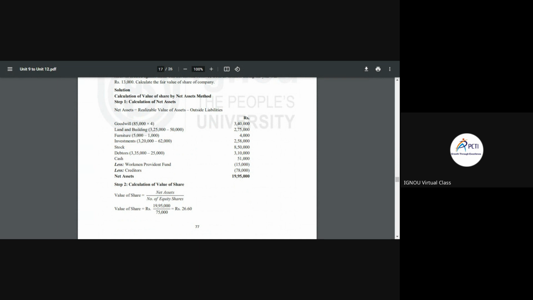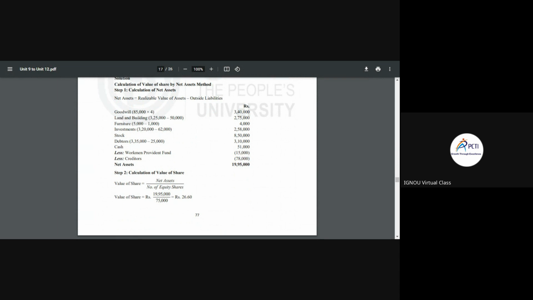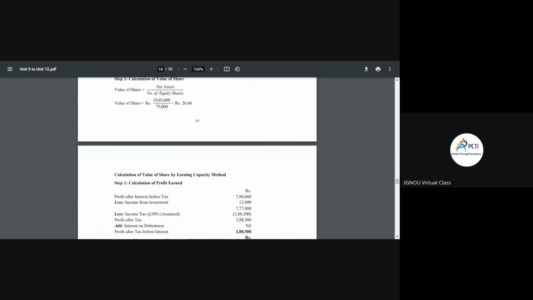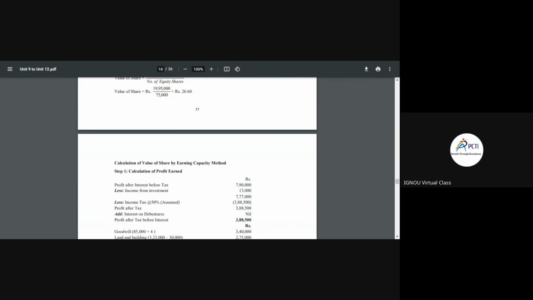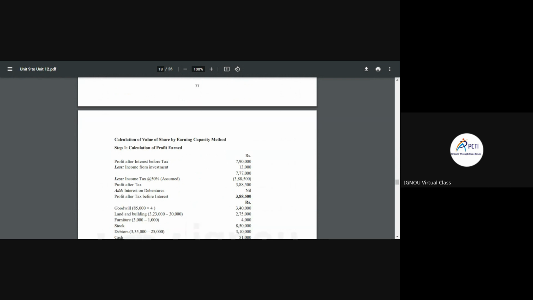In step 2, you will calculate the value of share, in which you use the formula: value of share is equal to net asset divided by number of equity shares. So in this case, you need to calculate the value of share by the earning capacity method.